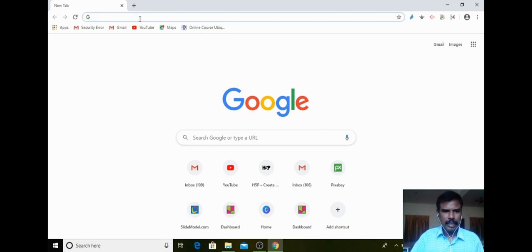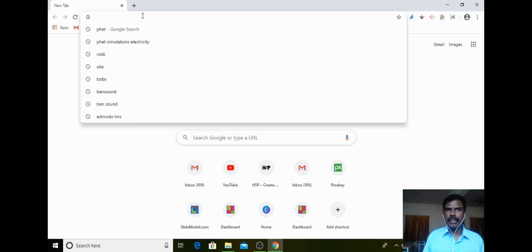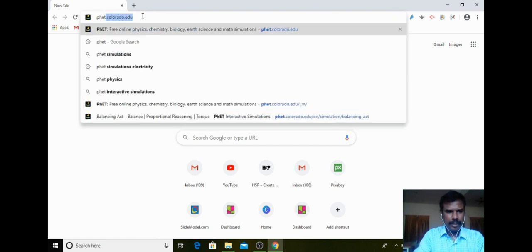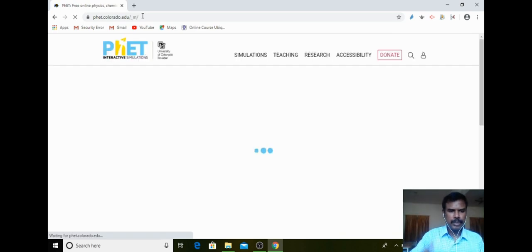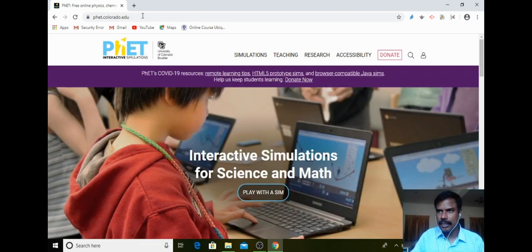For that we are going to see the website called PhET, Physics Educational Technology. If you type PhET, you can see a variety of websites. In that, one website is phet.colorado.edu. This website is not only for the physics stream; it can be used for all the science, arts, and life science streams. So you can see the home page of this website.